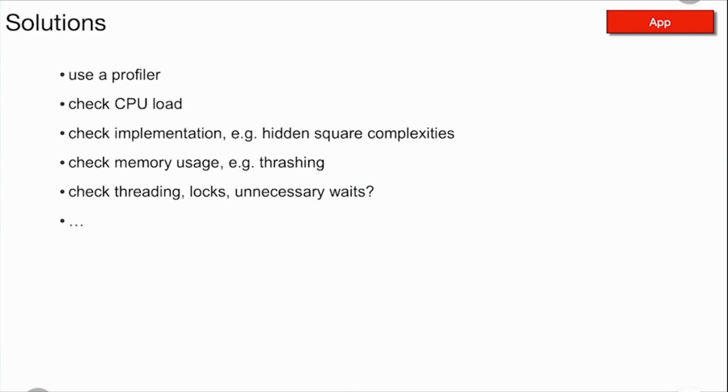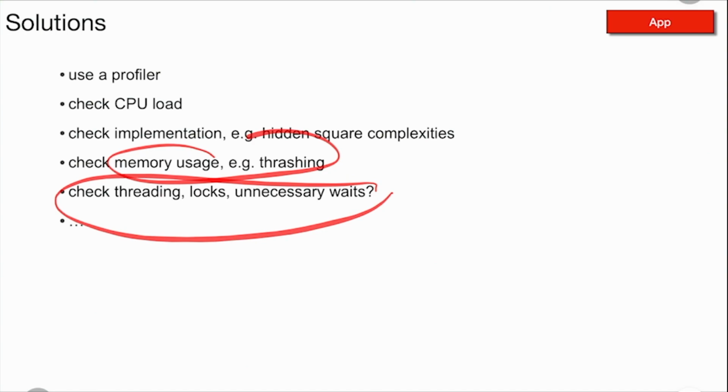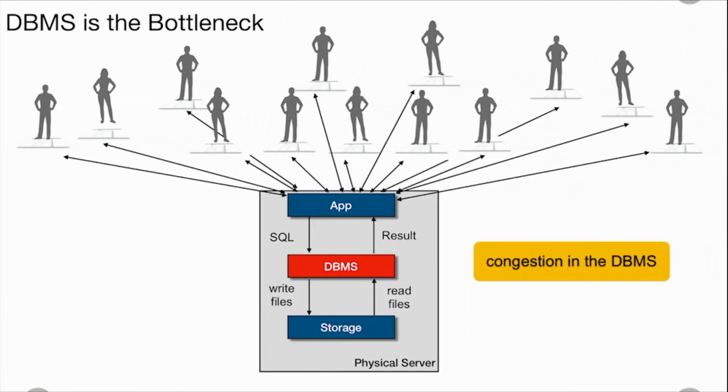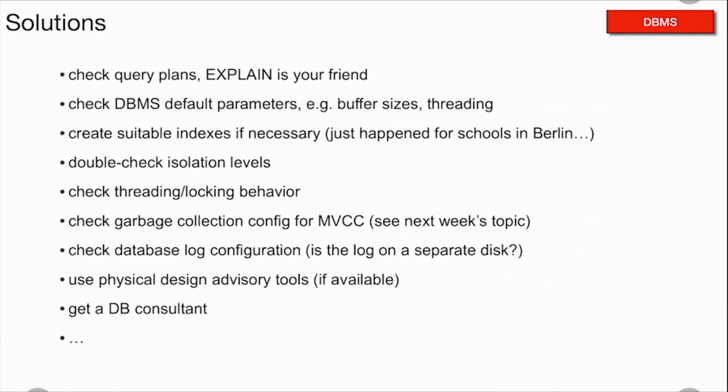Check memory usage, thrashing of pages, threading, locks, unnecessary waits. Sometimes concurrency is typically something that can also lead to problems, not only performance benefits, of course. Yeah, the database system may, of course, also be the bottleneck. That you can check. We touched on some of those problems already in this lecture. I think I wrote down a couple more you can check.